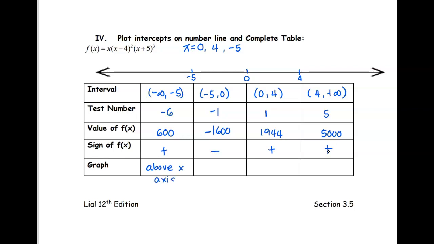So you would just say above x-axis, and then this is below x-axis, above, and then below x-axis.